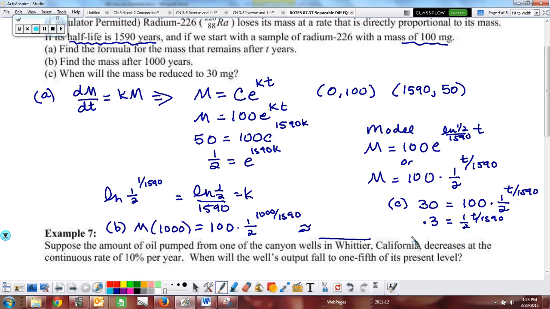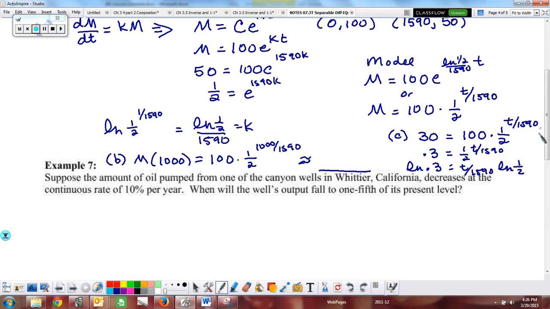I'm going to take the log of both sides. Natural log of 0.3 equals, bring your power in front, t over 1590, natural log of 1/2. All we're doing is exponent and log rules. Divide by natural log of 1/2: natural log of 0.3 divided by natural log of 1/2 times 1590 equals t, and then we will leave you to plug it in and get your answer of how long it takes. Fairly straightforward problem when we're taking a look at it.